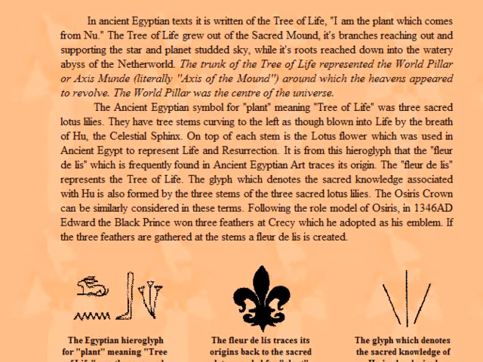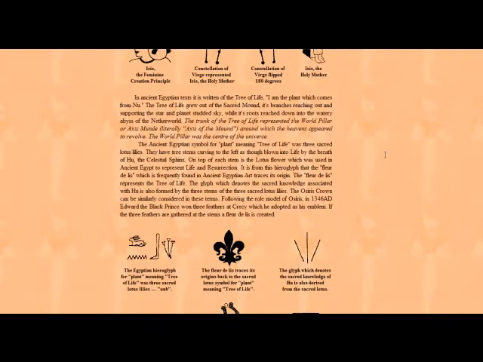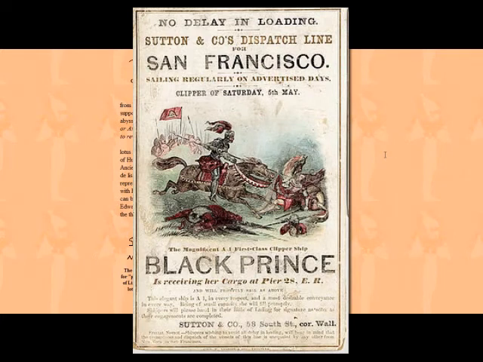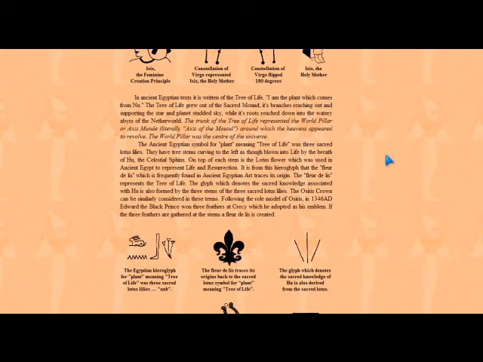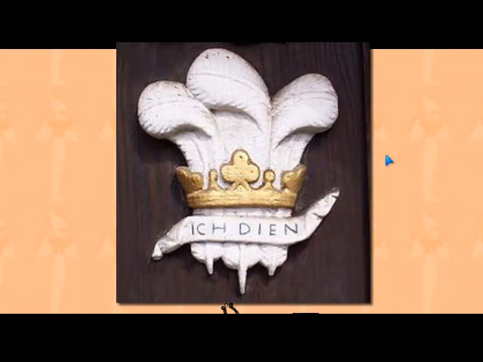Following the role model of Osiris. Now let's see who's followed the role model of Osiris. In 1346 AD, during the period of the Dark Ages, or the Byzantine Empire, Edward the Black Prince won 3 feathers at Crecy, which he adopted as his emblem. If the 3 feathers are gathered at the stems, a fleur de lis is created. Now I'm gonna put that in post-production, man.